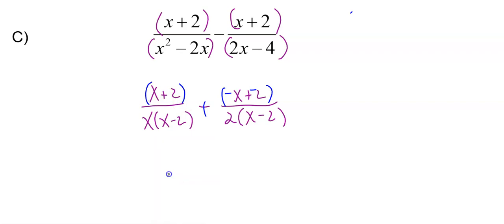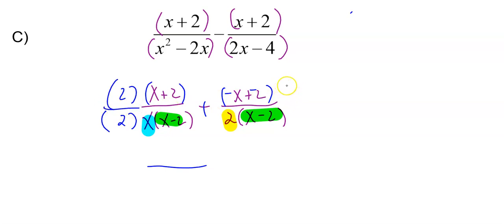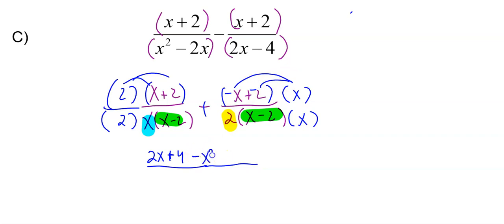So what do I have for a common denominator? I have an x minus 2, that's common to both. I have an x that one has, but not the other one. And I have a 2 that one has, but not the other one, right? So I think we know what we need to do here. So this one needs a 2. This one needs x. And so we'll have, this distributes here, so it'd be 2x plus 4. This one distributes here, we get negative x squared minus 2x. And this is 2x times x minus 2 down there.